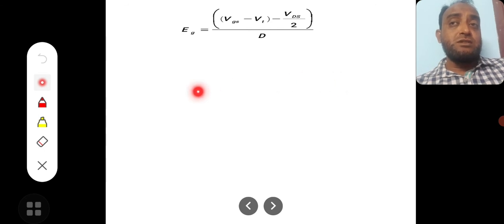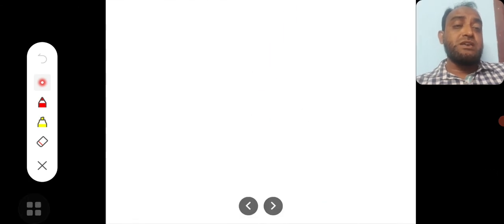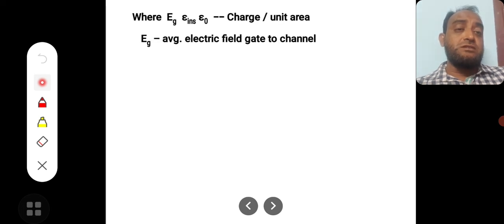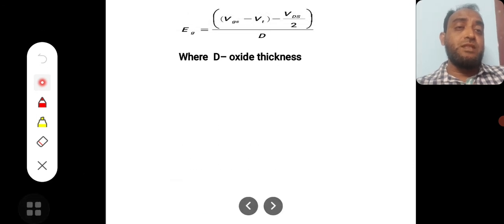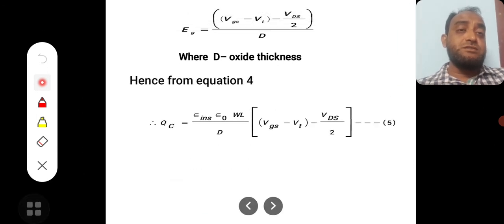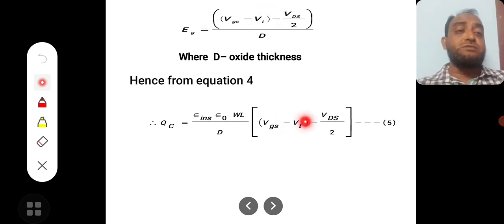This is VDS. What is the average? Average channel voltage is VDS by 2. So that is the difference between two voltages divided by the distance D, because as we just discussed, the electric field E is a function of distance. Now QC can be rewritten as epsilon naught epsilon INS WL by D into VGS minus VT minus VDS by 2. All these are constant terms.